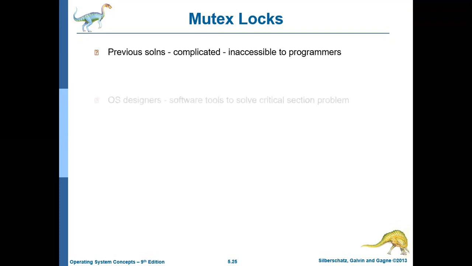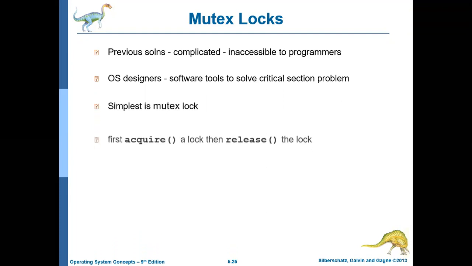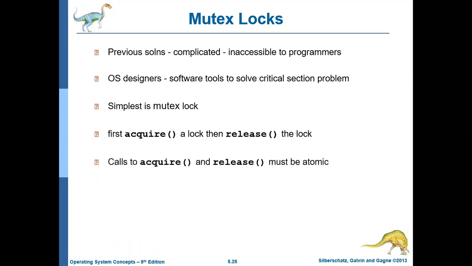Mutex lock is one such software-based solution to solve the critical section problem. The idea is simple here. First, before accessing the critical section, the particular process should acquire the lock. It should get the lock, and then it should access the critical section, and after accessing the critical section it should release the lock. This is the whole concept on which it works, and calls to acquire and release must be atomic.